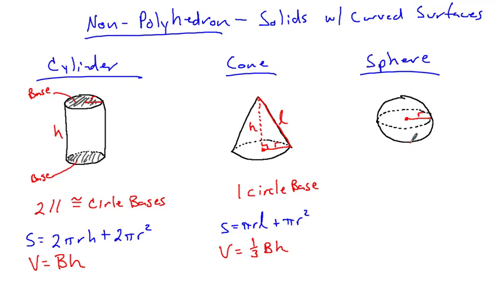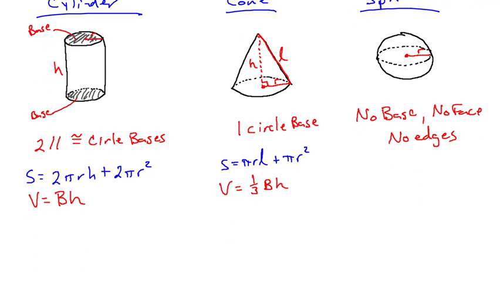Okay, so this is the radius of the sphere. Now, if you went up like this, that would also be the radius, or if you went down, that would be the radius. So everywhere you go in a sphere, it's always the radius. A sphere has no base, no face, no edges, nothing. It's just a sphere. It just has a radius. So the formula for the surface area of a sphere is 4 pi r squared, and the formula for the volume of a sphere is 4/3 pi r cubed.